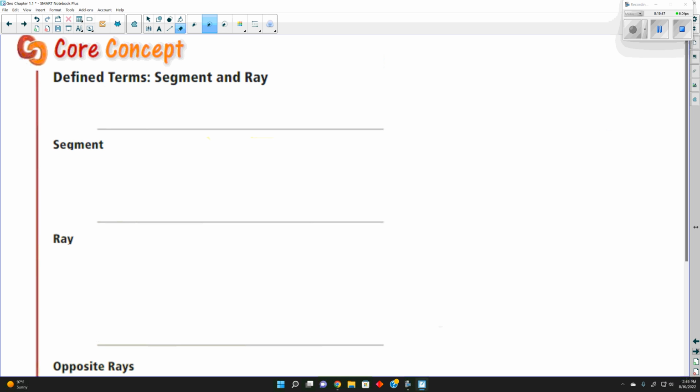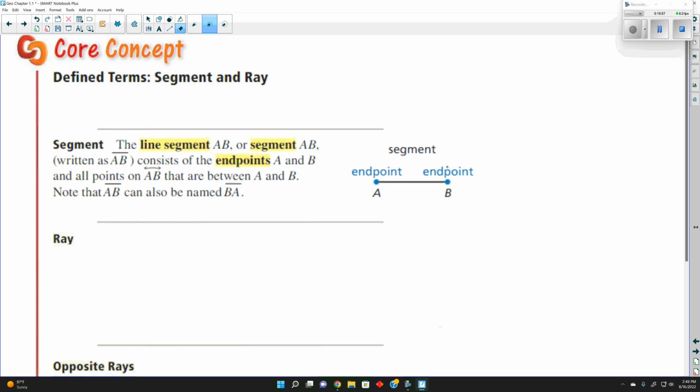Okay, now we're going to get into some actual terms that we can kind of make or get close to. One of them, the first one, is a segment. Now, a segment is like a line, but a segment has two endpoints. A segment has two definite endpoints. So I'd say a segment is a line that has two endpoints. It has a start and it has an end.